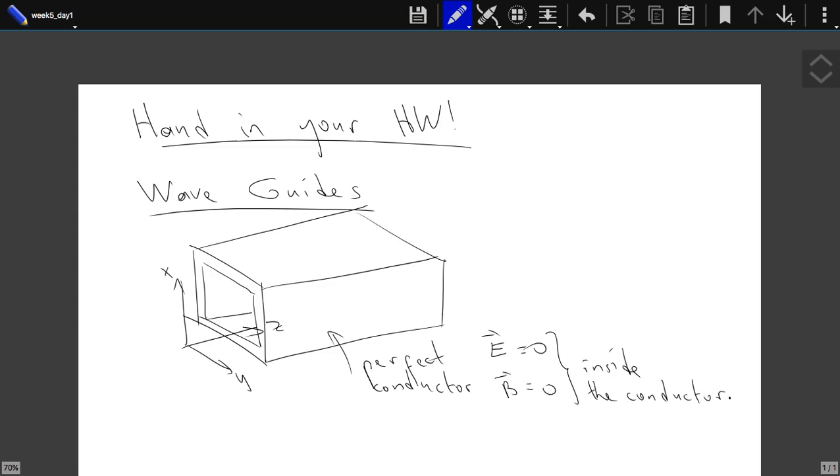So this is the problem that we would like to solve. Is it possible to create some electromagnetic waves inside the conductor, moving in the z direction, so that once you send some energy from one opening of your waveguide, will it be able to go to the other end? So that is what we would like to study now.